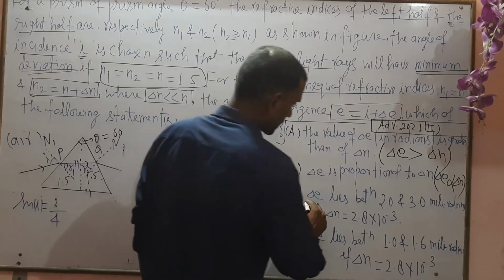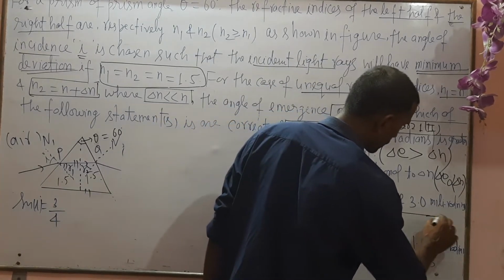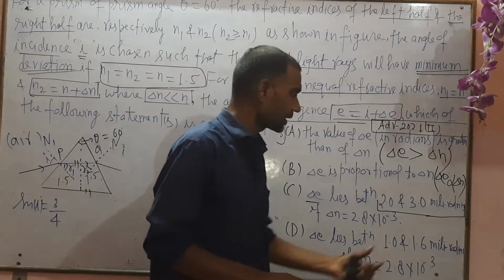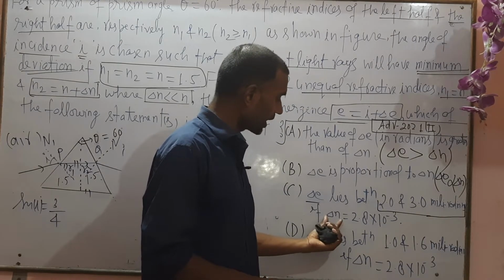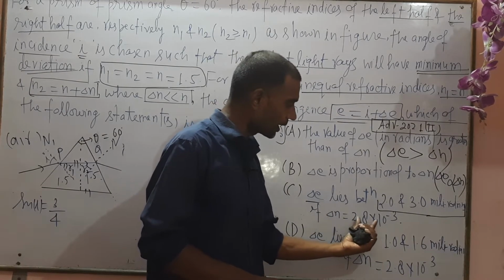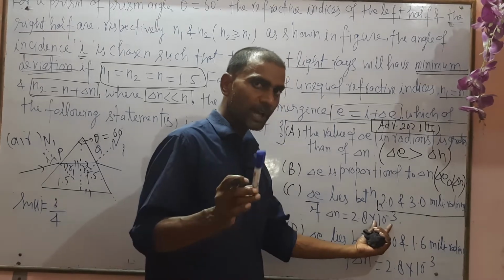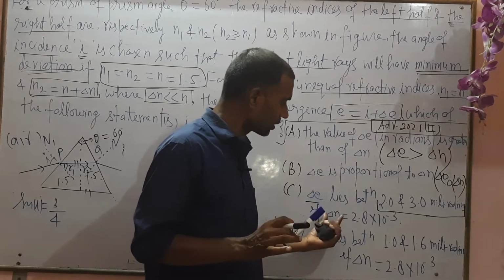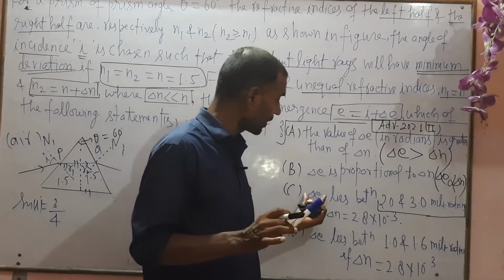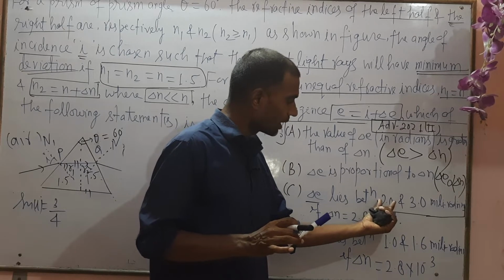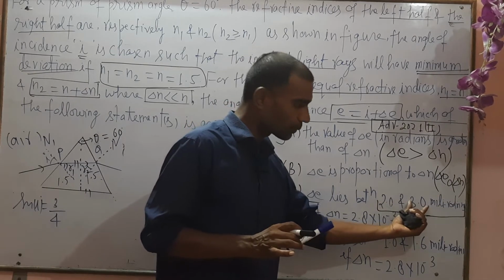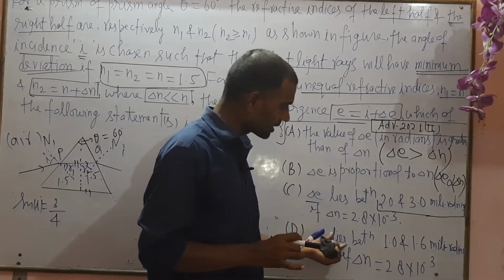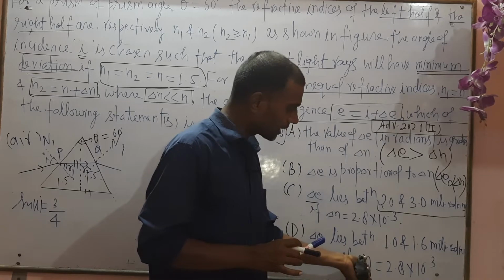Next condition: delta e lies between 2 milliradian and 3 milliradian, where delta n equals 2.8 into 10 raised to minus 3. Using delta n, we have to find delta e, which equals 2 milliradian up to 3 milliradian. Okay, this is the range of delta e. It implies that delta e lies between something and something, where delta n equals that.